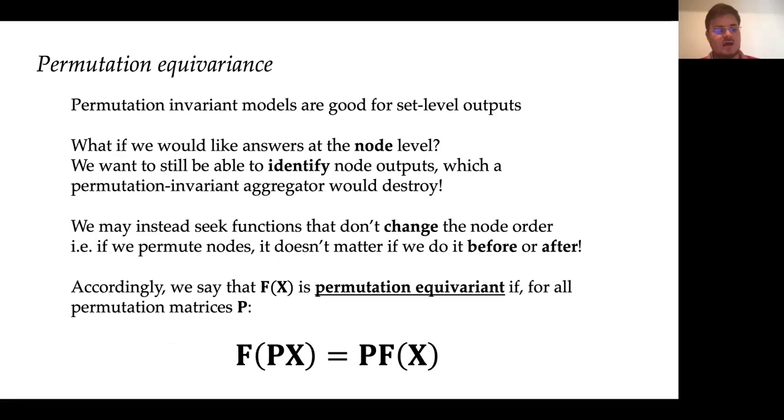Okay, now permutation invariance, which we just covered, is a great tool if you want outputs on the level of the entire set, but very often we actually want answers not at the level of the entire domain, but at the level of individual nodes in the set. And what this implies is that we would want to still be able to identify node outputs, and this permutation invariant summing would potentially destroy that, or at least make it really hard to recover.